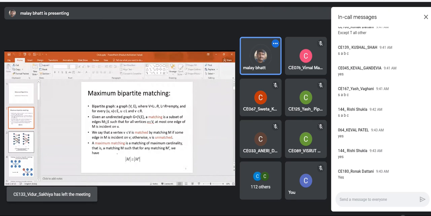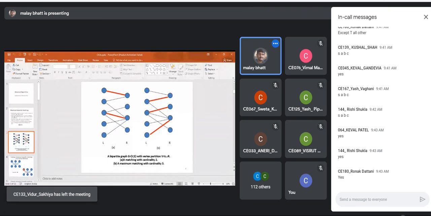To understand this, let us take this example. You can see a bipartite graph. We have 2 groups, L and R. L are different members, R are different members. In the first one, there is a matching of only 2. Player 1 is matched with team 1 and player 3 is matched with team 3. If we give the labels P1, P2, P3 and T1, T2, T3, then P1 is matched with T1 and P3 is matched with T3.